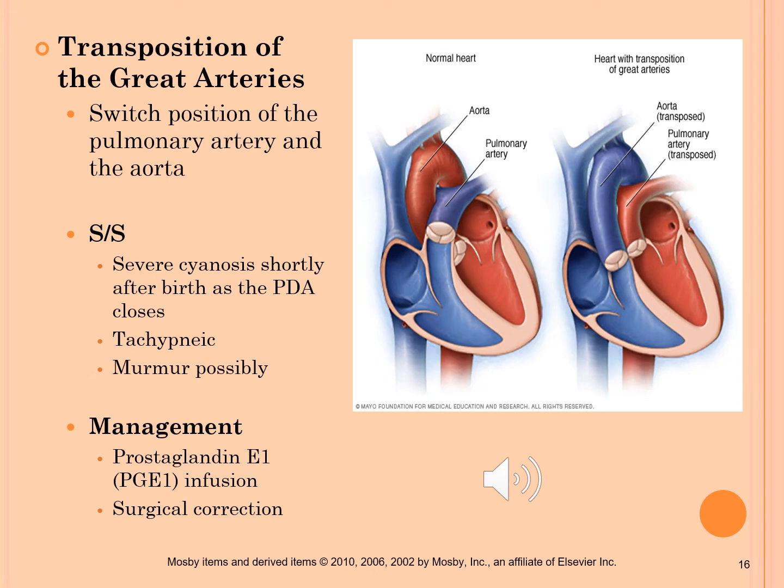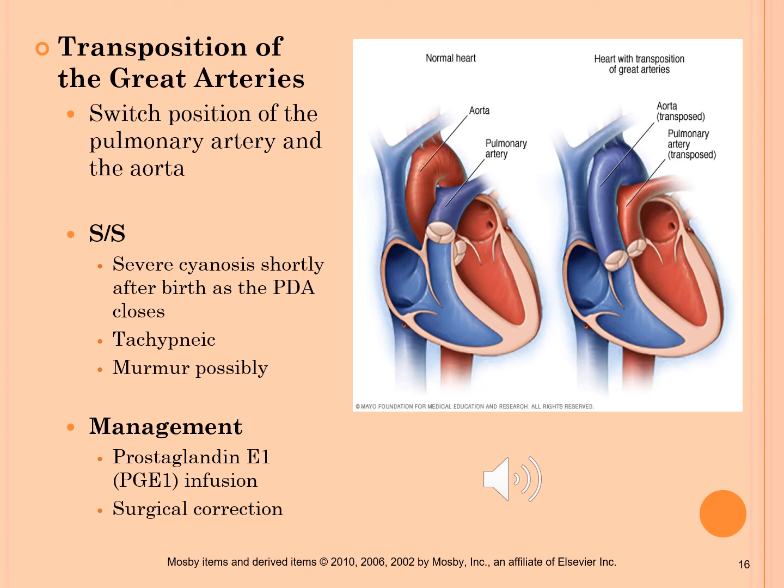We want to do surgical correction as soon as possible, typically within the first 14 days, in order to correct these arteries. What they'll do is basically cut them and re-anastomose them and put them back in their proper locations so that you get proper blood flow. So it's a pretty big surgery. We're not going to go into the in-depths of it.